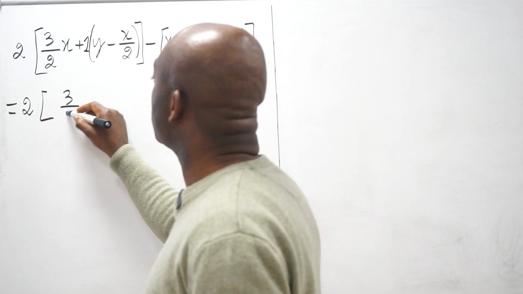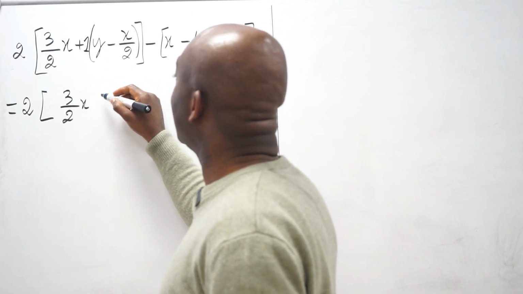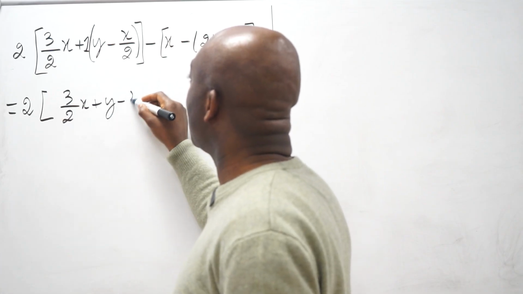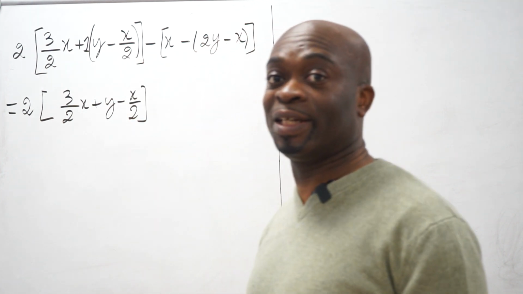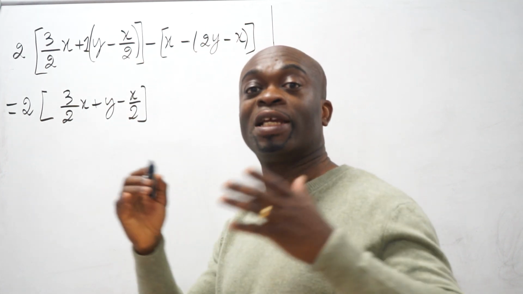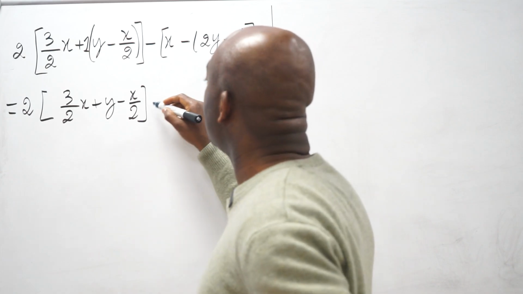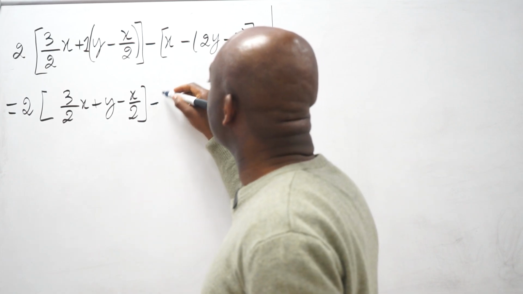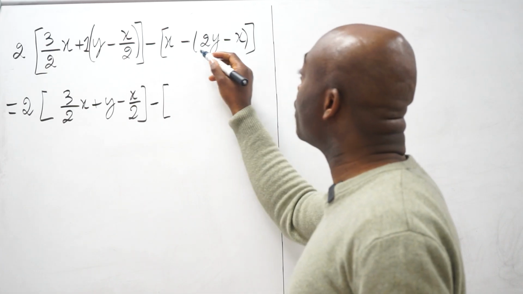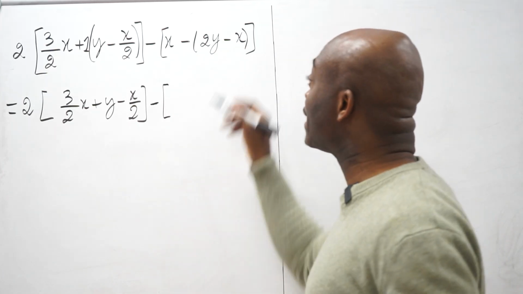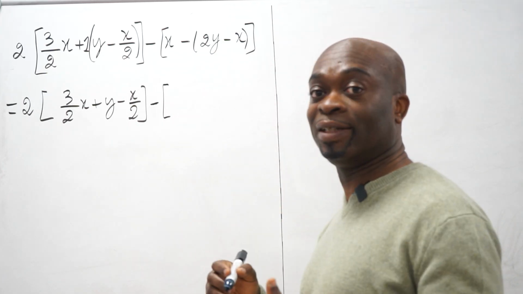So we have 3 over 2x, right? And then plus y minus x over 2, because we just said the 1 will not change anything inside the parentheses. So now we can remove the parentheses. Minus, so we're going to do the same thing on this side here, all right? Because here also we have parentheses that we need to remove. And there's nothing to add or subtract inside, okay?